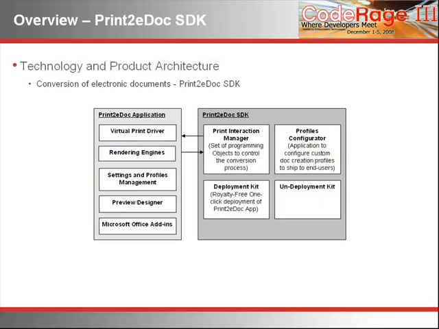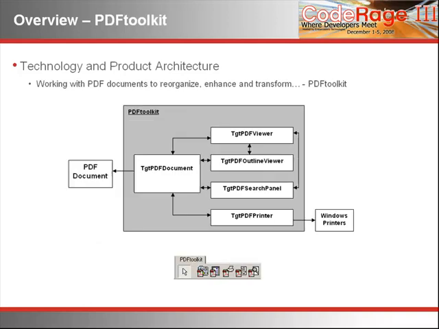The SDK consists of the programming objects to control various aspects of Print to Edoc and the whole conversion process, which we will get to see when we get into the demos. The SDK also consists of a deployment kit and an undeployment kit to enable smooth install and uninstall of Print to Edoc on the target system, and another utility that lets us customize the document creation profiles that we would like to ship along with our applications. For the third type of needs, that is working with PDF documents, we will use PDF Toolkit.